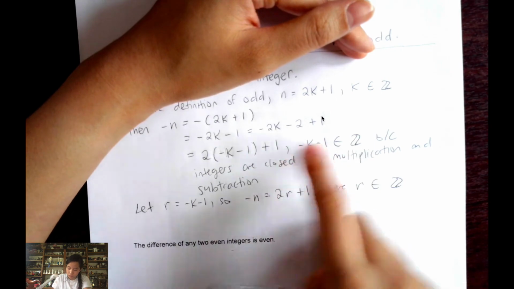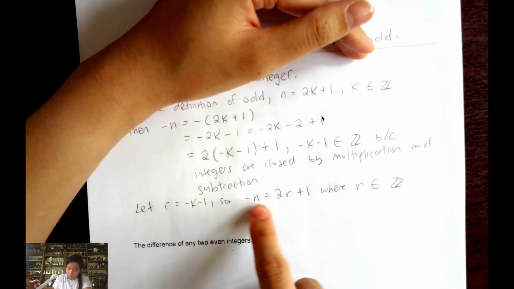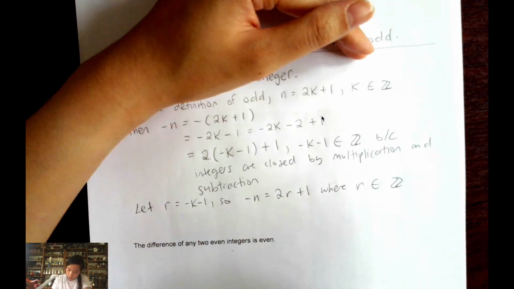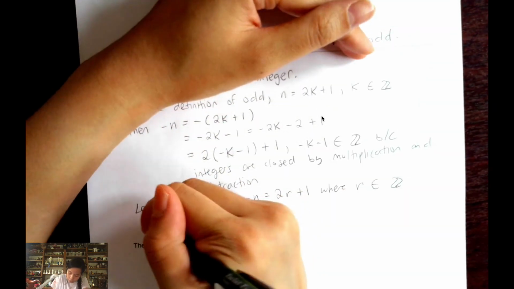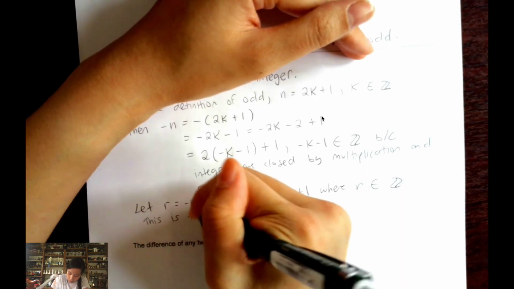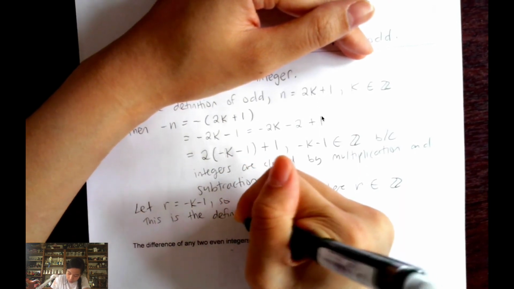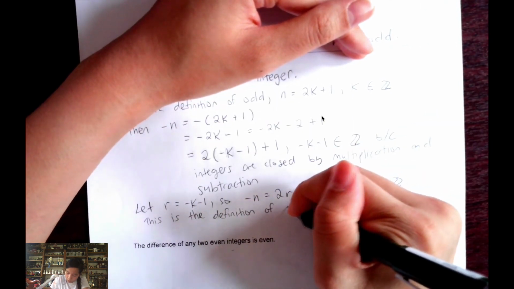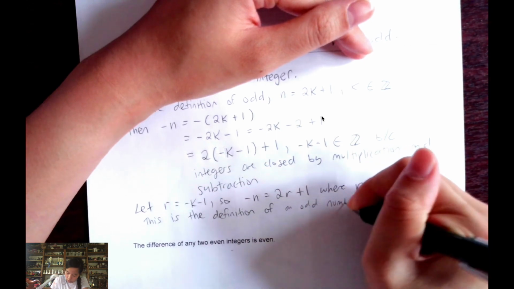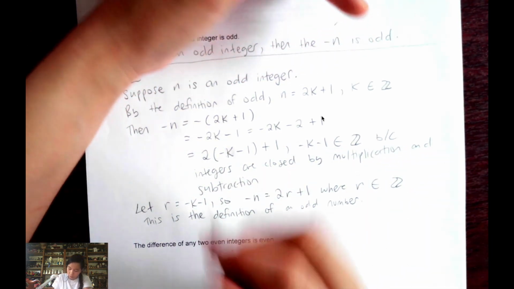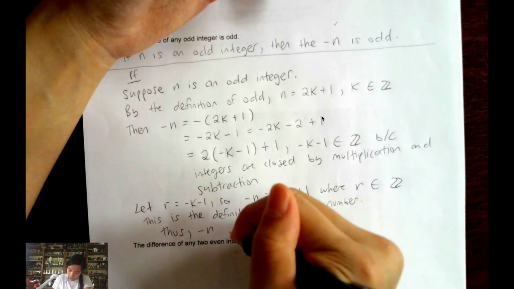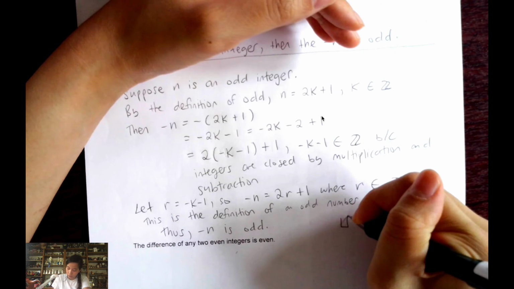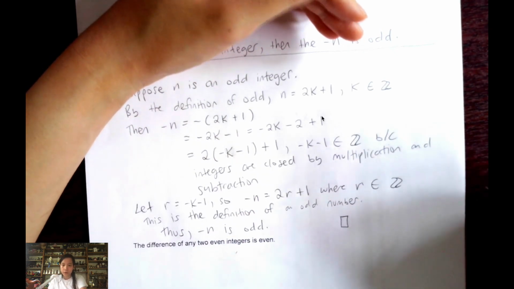All I did was take this, represent it by r, and then write negative n equals 2r plus 1, where r is an integer. And then I could say this is the definition of an odd number. Thus, negative n is odd. And then you put the little square symbol at the end, signifying that you're done with the proof.